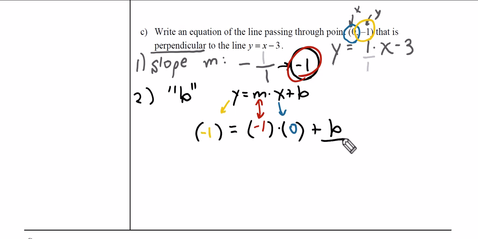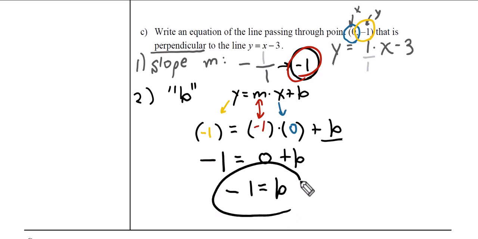This is a b. So what we have here is -1 times 0, right? This is a multiplication, not a minus. This is a multiplication. So anything times 0 is going to be 0. So b is -1. It's kind of an anticlimactic problem. So we have b is -1 and the slope is -1.